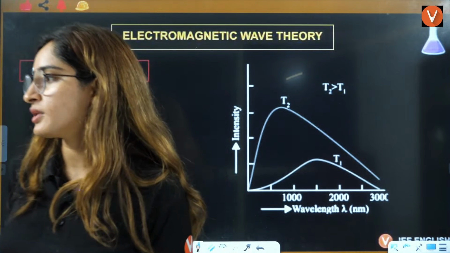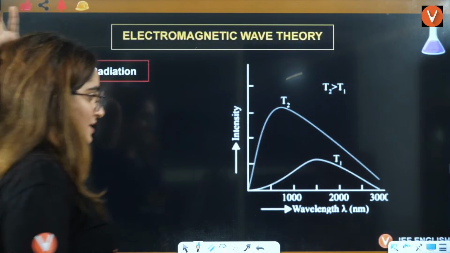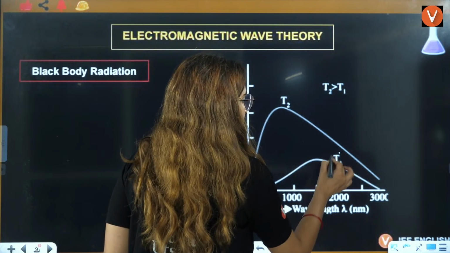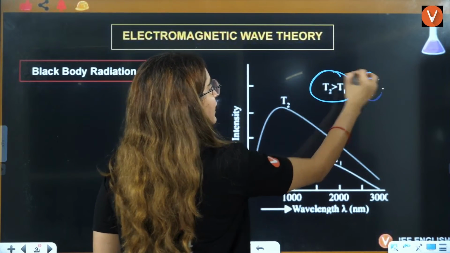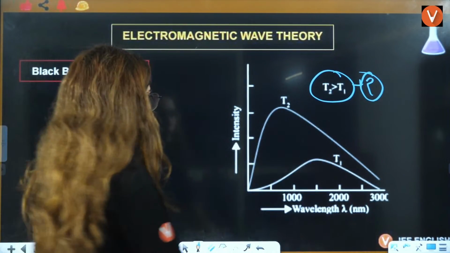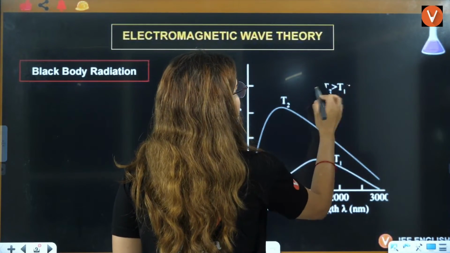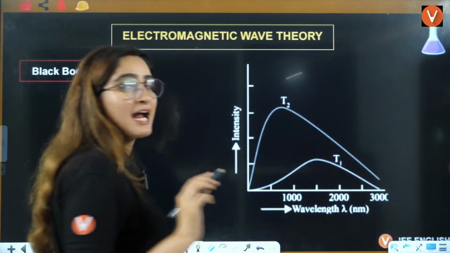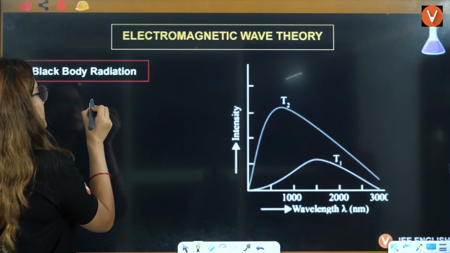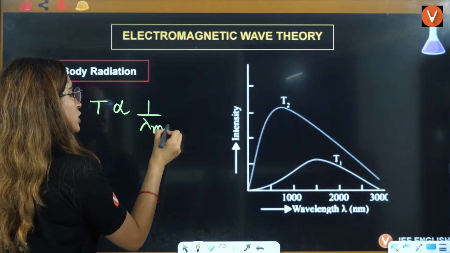Okay. Now let's see black body radiation. The first kind of question they can ask you: this is T1, this is T2. They will ask you which is greater, T1 or T2. Let's say it is not written here, then how do I define which is greater? For that, you have to understand Wien's law. That is, temperature is inversely proportional to maximum lambda.